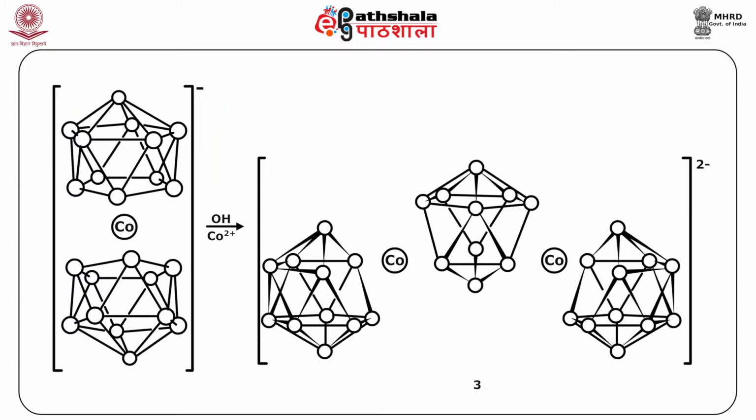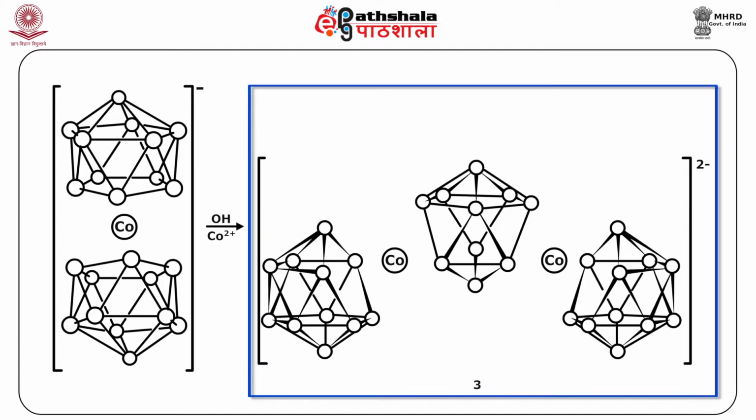The treatment of this ion with 30% NaOH and excess CoCl2 for several hours resulted in complex 3. The structure of complex 3 is shown: it is a double sandwich complex with 2 cobalt ions and 3 carborane ligands, where the central ligand is formed by losing 2 BH units to act as a bidentate ligand, while the other 2 axial ligands are formed by the usual loss of one of the BH units.